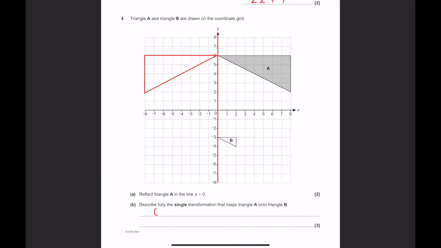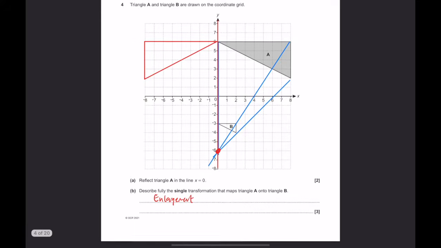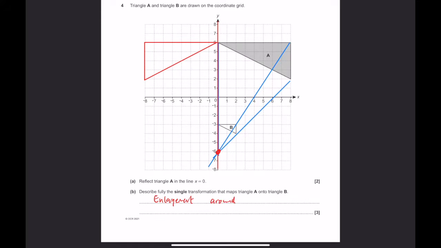Well, it's got bigger, or smaller in this case, so it's going to be an enlargement. The best way to do this is draw lines between and through the vertices of each of the shapes, and the point at which they all meet is going to give us our point of enlargement. So you can see down here, it's an enlargement around the centre of enlargement of (0, -6) with scale factor of 1/4 because the shape has got 4 times as small.